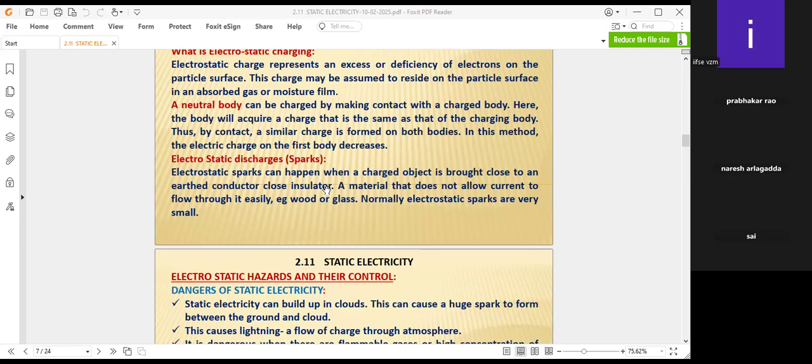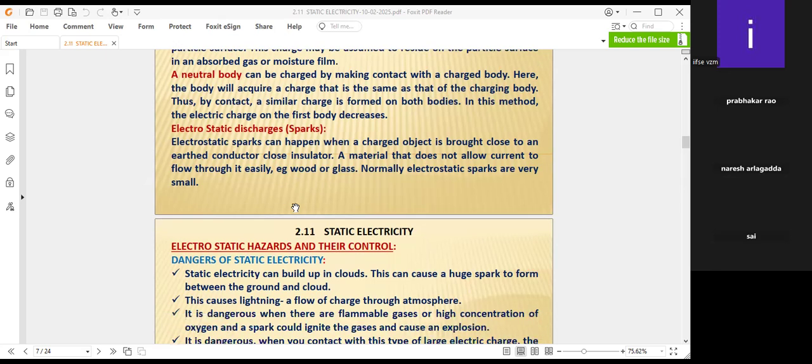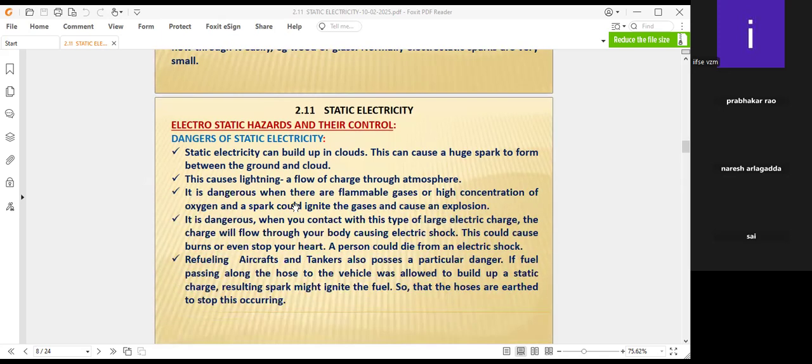Therefore, because there is no transfer of electrons from one body to another, that's why in insulators the electrostatic sparks are very small. Where electrostatic discharges occur, the positive and negative charges are different in the two objects. Therefore, the charges will be transferred from one object to another, and it releases a spark, which may even be visible.